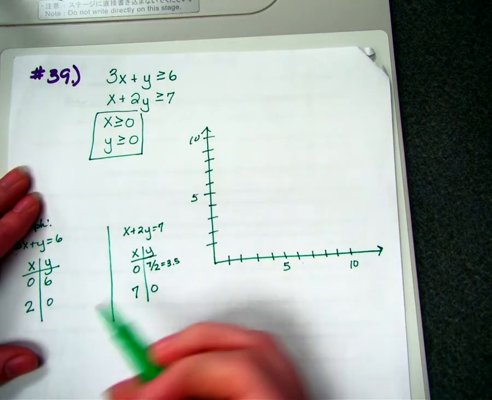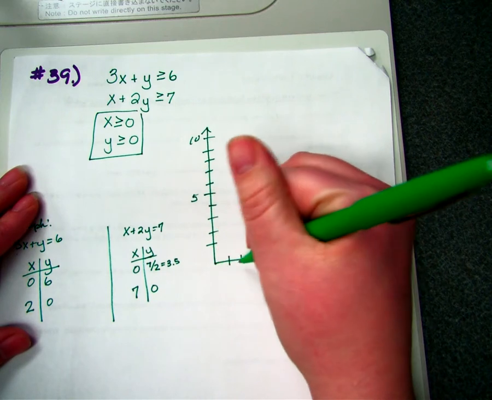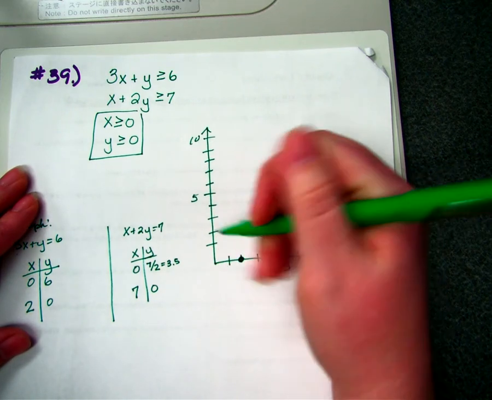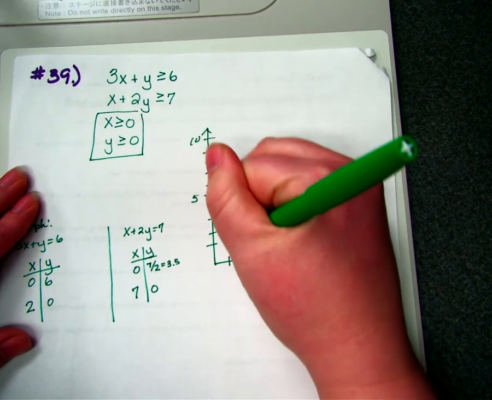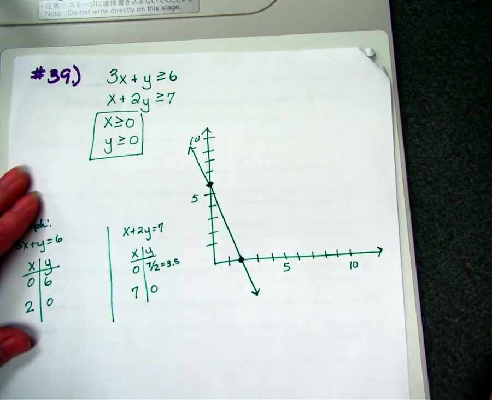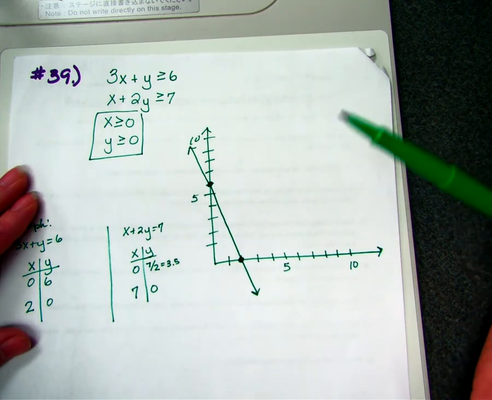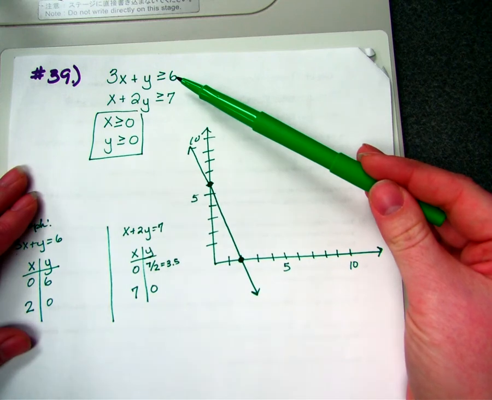Okay, so starting with my first equation over here, I'm going to make my line. So x-intercept at 2, 0, y-intercept at 0, 6. Connect the dots. So this is my boundary. It breaks my graph up into two pieces. On one half of this line, I have all of the ordered pairs that will make my inequality true. On the other half of the line, I have all of the ordered pairs that will make this inequality false.